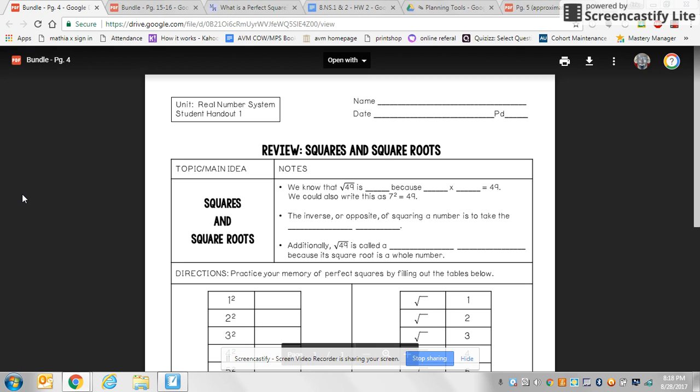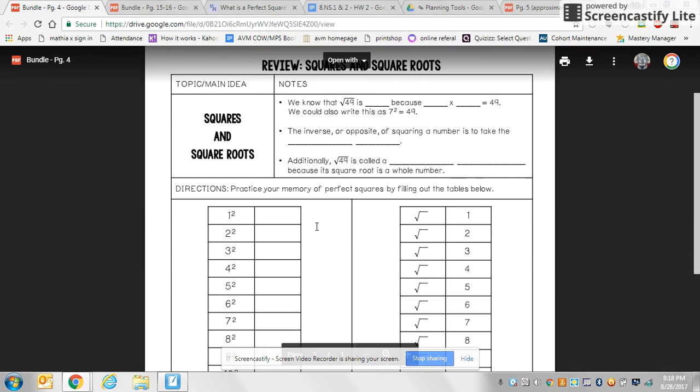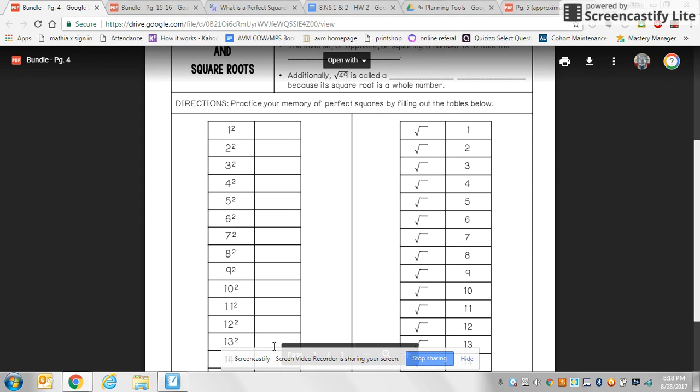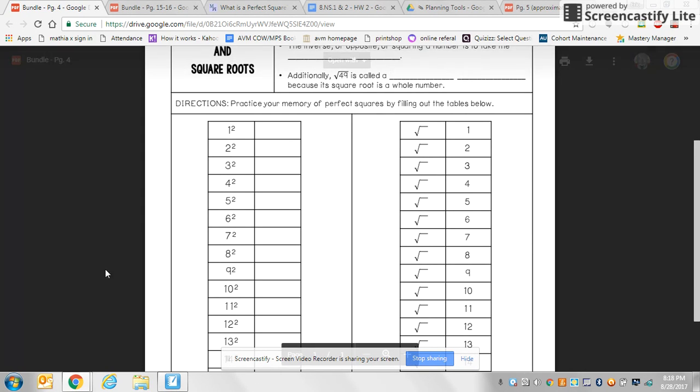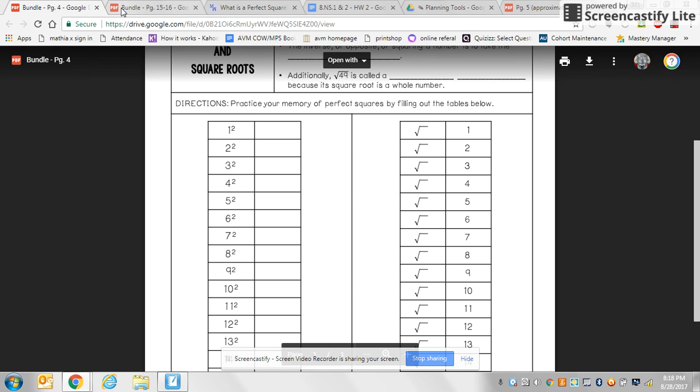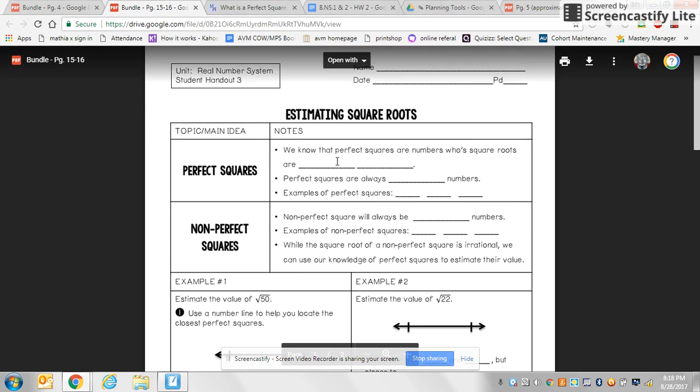So the first thing I want you all to do is take out the worksheet that we had yesterday that talked about our squares and square roots, because this worksheet right here is going to be extremely beneficial for you guys today. Secondly, I also want you to make sure that you have the notes for today.